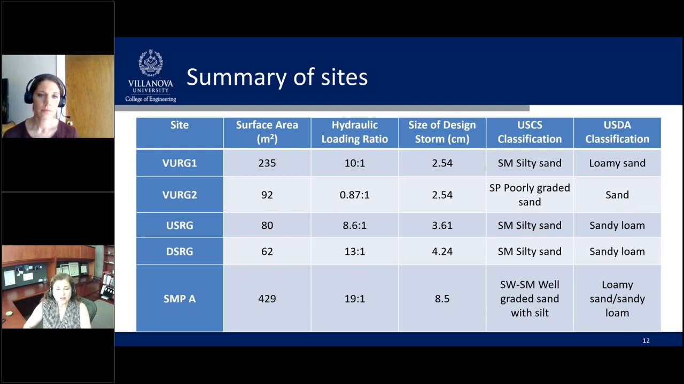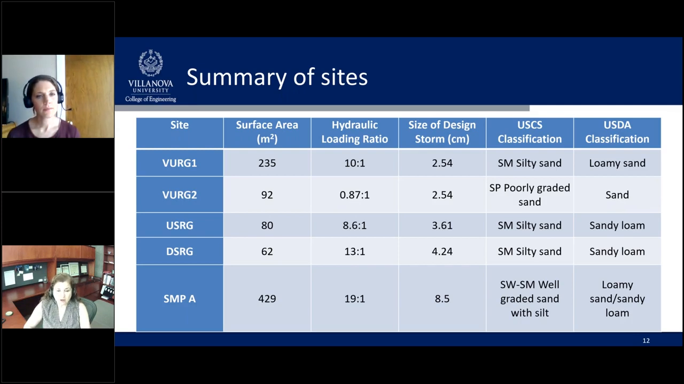The next rain garden that we have here, called VURG1, was actually dramatically undersized. So you see that loading ratio was only 0.87 to 1. That is incredibly uncommon. That was actually just a function of the fact that that particular rain garden is taking water off of a rooftop, and that's all the water that it gets. So again, kind of uncommon. It's also on the smaller scale.